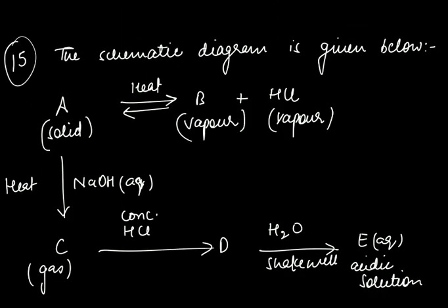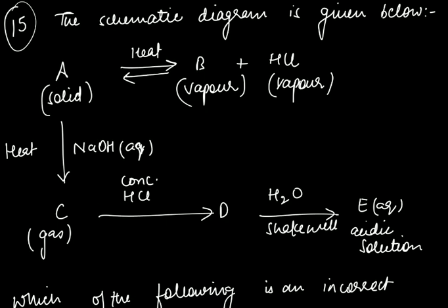Then we come to the 15th, the last question. The schematic diagram is given over here. We have a solid. So if you try to heat it, you get vapor and HCl. So you have to think of the solid, which kind of solid can give you HCl out of it. So the reaction that we have done in this chapter is decomposition of ammonium chloride gives you ammonia and HCl.